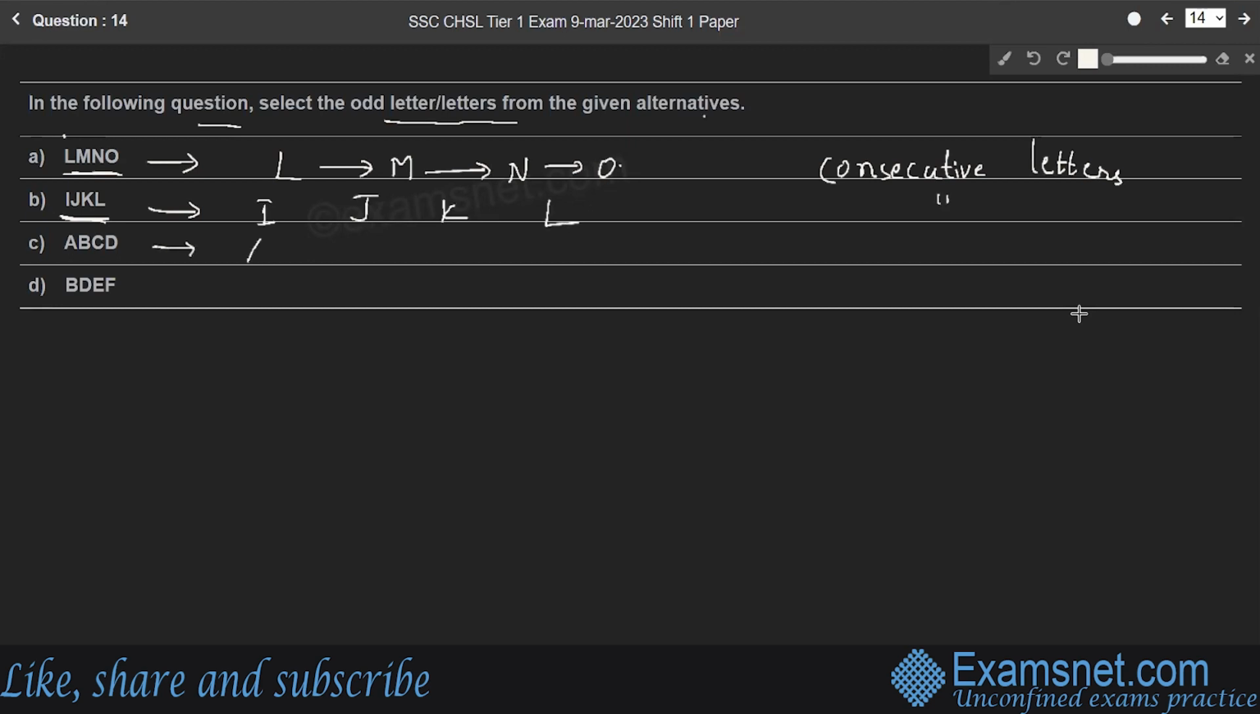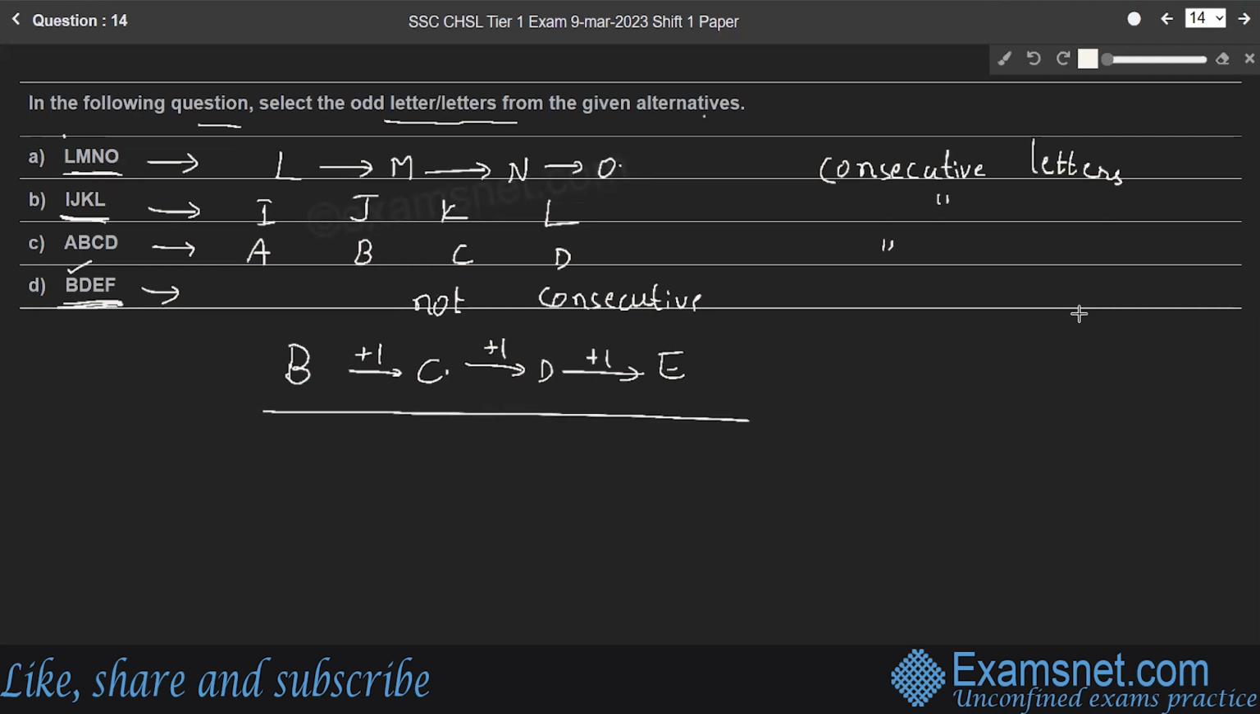Whereas A, B, C, D are consecutive letters. Whereas B, D, E, F are not consecutive. Though B comes first, before D, after B the letter C comes, because B plus 1 gives C, C plus 1 gives D, D plus 1 gives E. Therefore, B, D, E, F are not consecutive letters in an alphabetical series. Therefore, option D is the odd one.